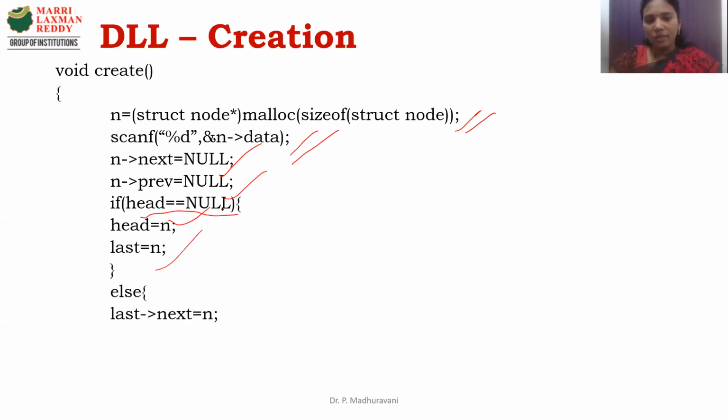Now, for the next insertions, you need to give the forward pointer by using last arrow next equal to n, and then give the previous pointer by using n arrow previous equal to last, and then make last equal to n. This is the procedure to perform the creation operation on a doubly linked list.